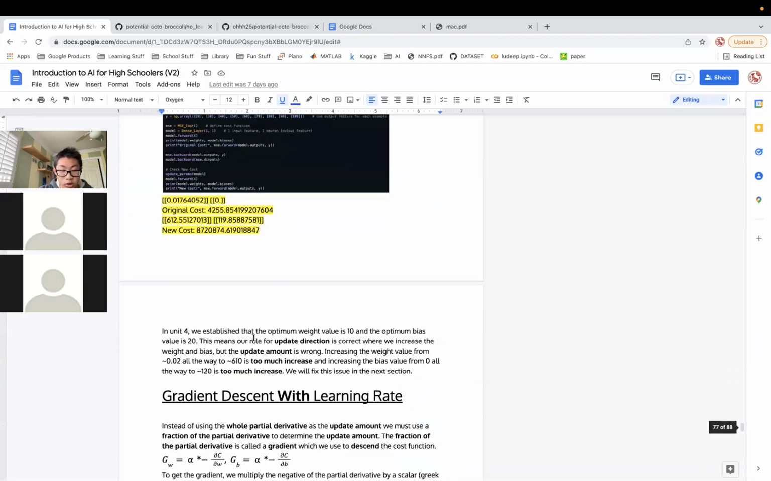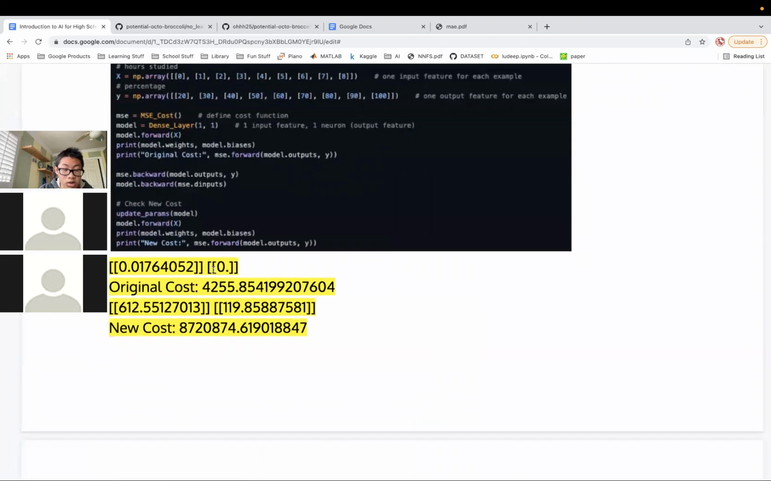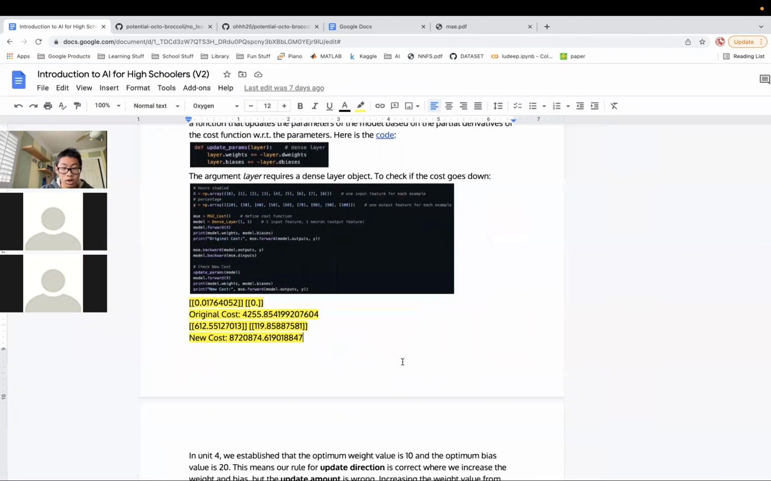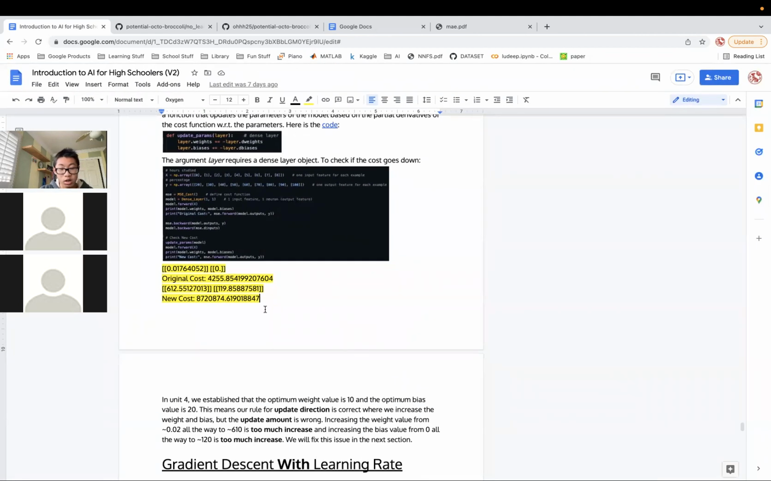And the output becomes, so here's the output. At the beginning, this is your weight, and this is your bias. At the beginning, your cost is about 4,000. But after updating, your weight becomes 612, and your bias becomes 120. And then your cost has increased to this huge number, like 8 million or something, right? So what happened is, instead of decreasing the cost, you increased the cost.